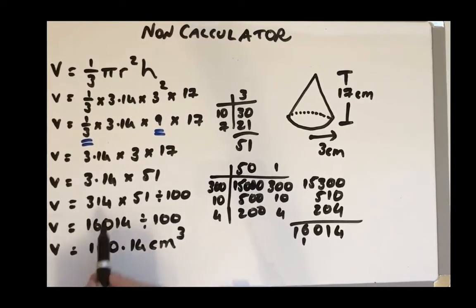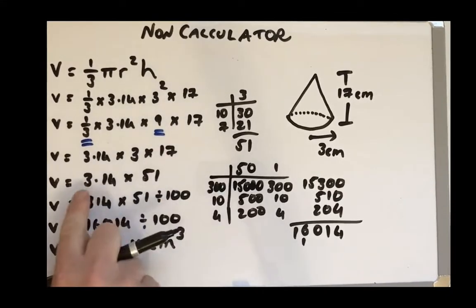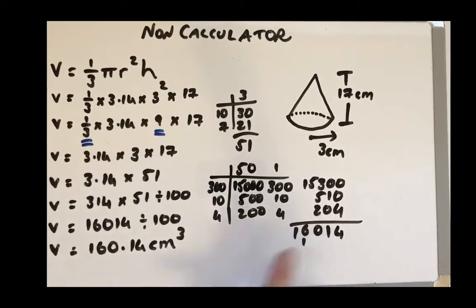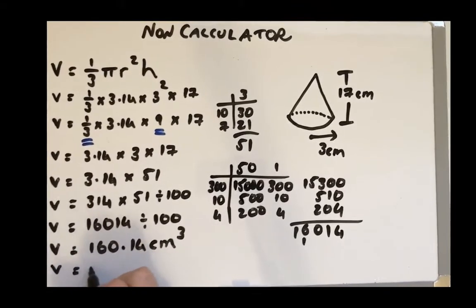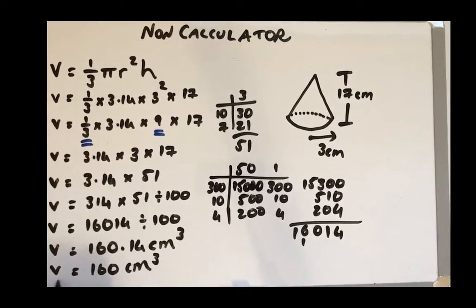160.14 cubic centimetres. Thinking about that initial question, it was 3 times 50. 3.14 times 51, 3 times 50, 150. So the answer to two significant figures is 160 cubic centimetres.